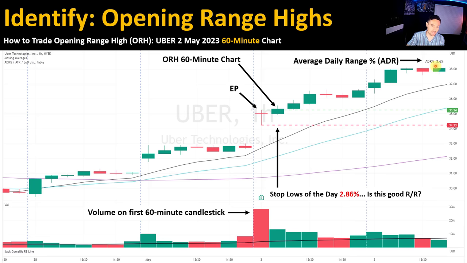Next one for Uber. Well, now we have one where the first 1 hour candlestick is more of a hammer type doji bar. Highs of the bar is 35.24, lows of the day 34.22. So therefore the initial stop, if we went through the high of the first 60 minute candlestick here and then stopped at the lows of the day, would be 2.86%. Is this good risk versus reward? Well, this time it actually is on the 1 hour chart, isn't it? Because it's about two thirds versus the ADR percentage. Okay, that's looking a little bit better.